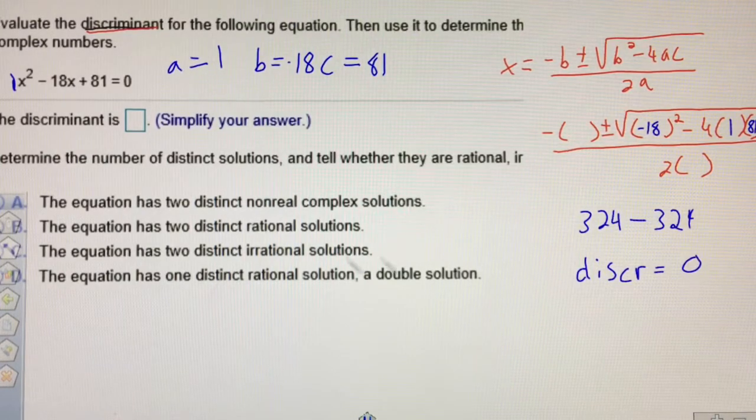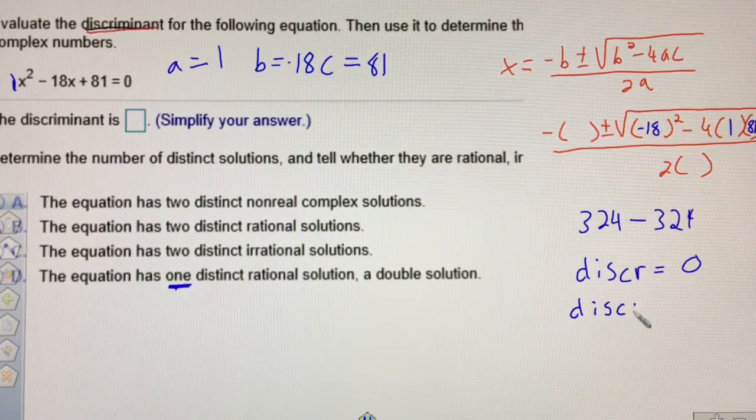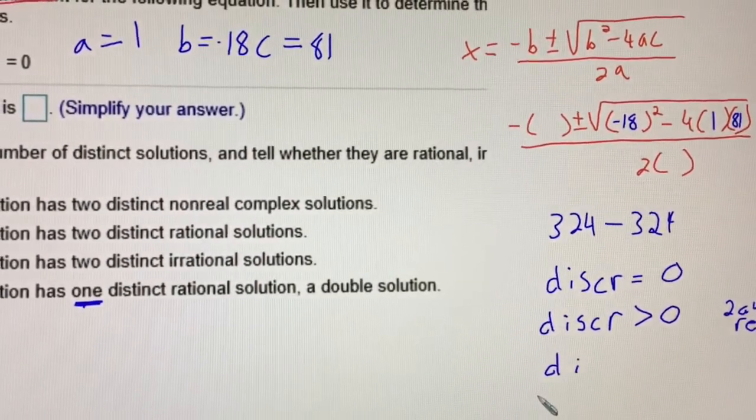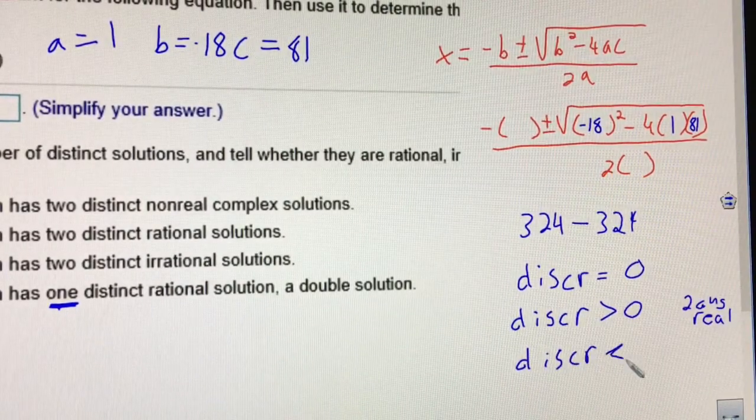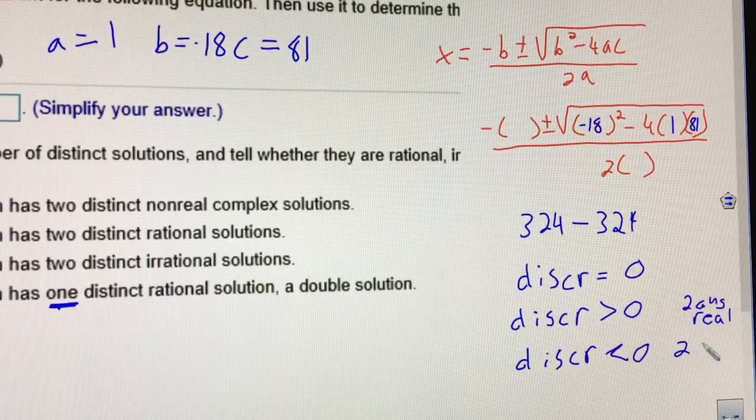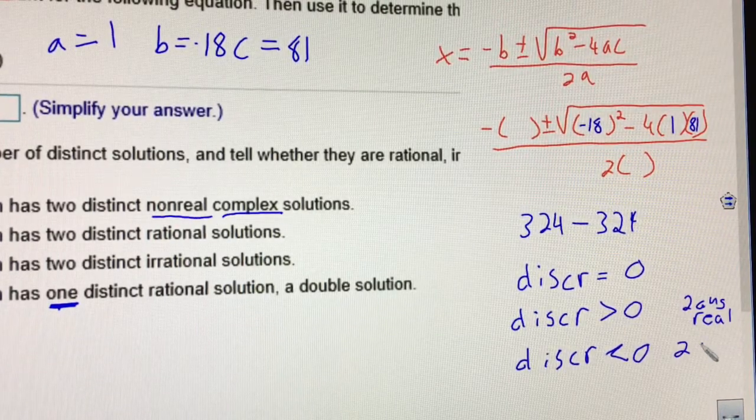And when the discriminant is 0, that means it has one solution. The choices are, discriminant is 0, it has one solution; the discriminant is positive, so that means the discriminant is greater than 0, that means it'll have two answers, and they'll be real. When the discriminant is negative, it's going to have two non-real answers. And that's what they try to talk about here, non-real complex solutions.